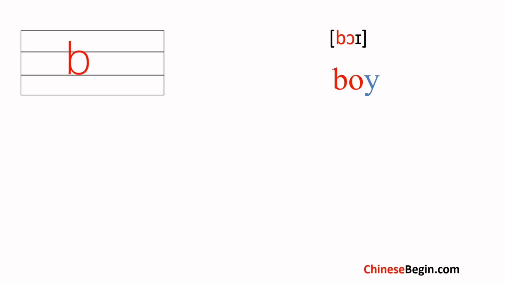The first one is b. This is an unaspirated voiceless bilabial plosive. Lung air is compressed by the closure of the lips. Then the air escapes with a sudden release of the lip closure with no vibrations of the vocal cords. It sounds like bo in boy. Okay, please read after me. Bo, bo, boy, bo.